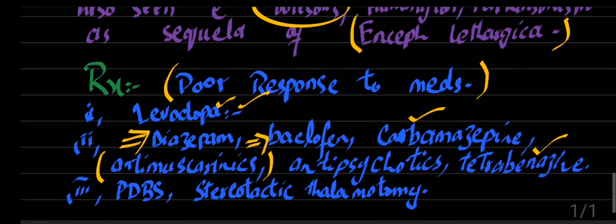And if these medical measures are not sufficient, then you can do pallidal deep brain stimulation or you can go for stereotactic thalamotomy. Pallidal deep brain stimulation is preferable to stereotactic thalamotomy. Why? Because in stereotactic thalamotomy there are a lot of chances of cerebral infection or hemorrhage, or broken leads, or affective changes. So pallidal deep brain stimulation is comparatively safer.